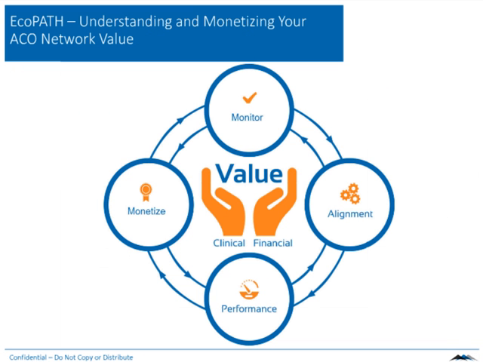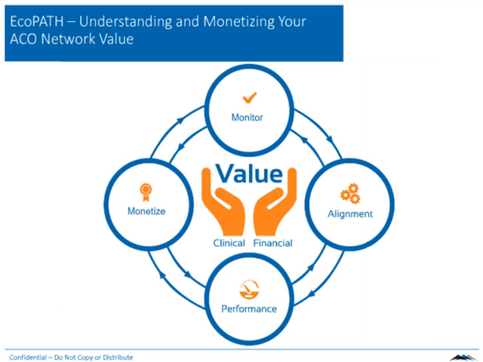So at this point, we're going to jump into some of the tools and techniques that we use on what we'll say understanding and monetizing your network value through our EcoPath system. And at the center of it all, it comes back to value. We talk about value, value, value, and you have to have your own definition of value. And it's the equation of cost and quality. And you need to have this. We have this circle of ways to look at it, which is all the things that you need to do. You still have to monitor this on an ongoing basis. It can't be episodic. So we look at alignment, right?